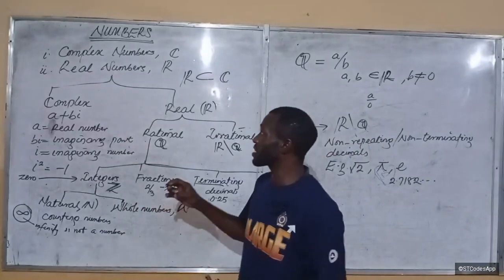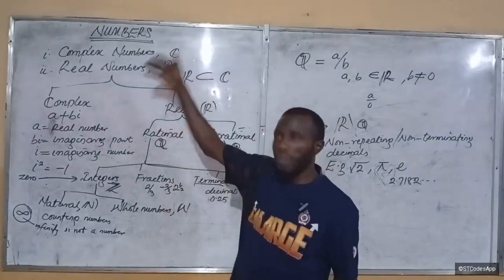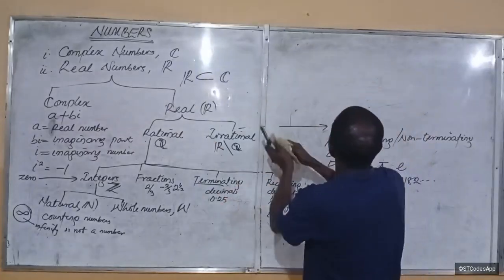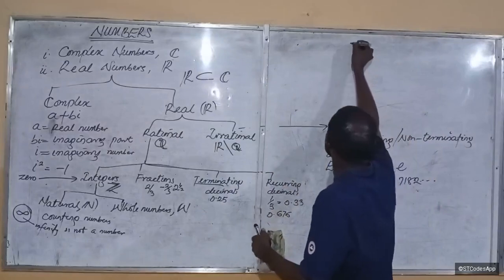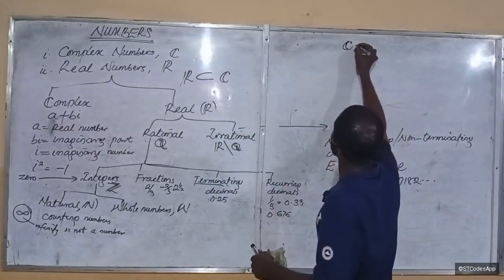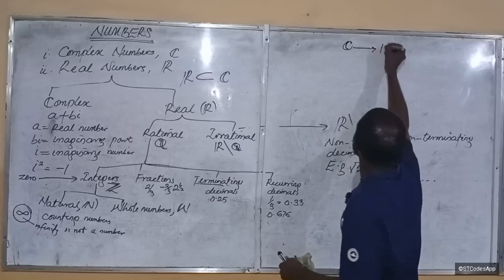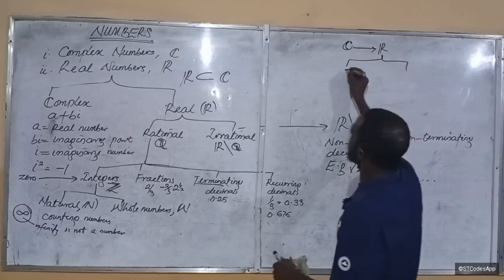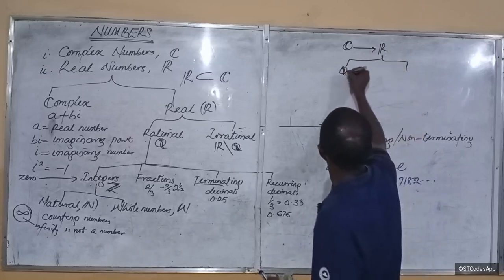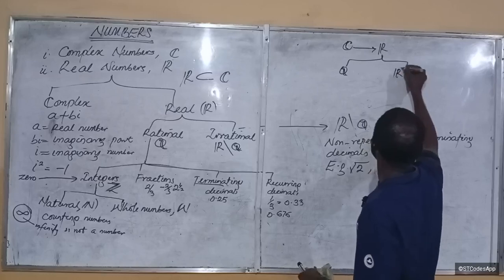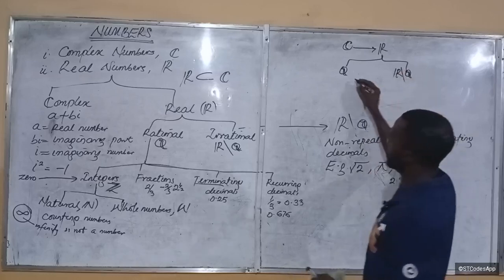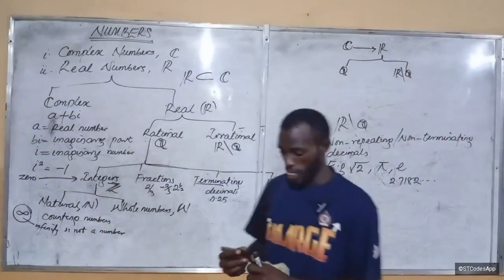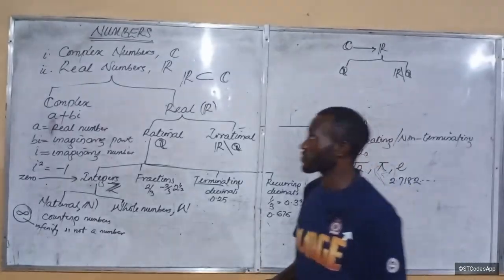But keep in mind that numbers start from complex numbers. So I can create another chart that looks like it. Complex numbers, okay? So from complex numbers, you link to what? Real numbers. Then under real numbers, you now lead to rational and irrational. Okay, then under this you now lead to all of this. Is that okay? All right, so that is it on classification of numbers.